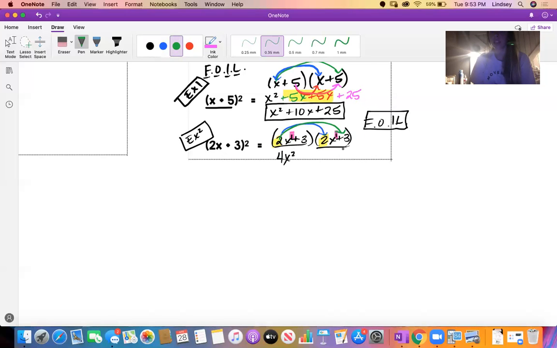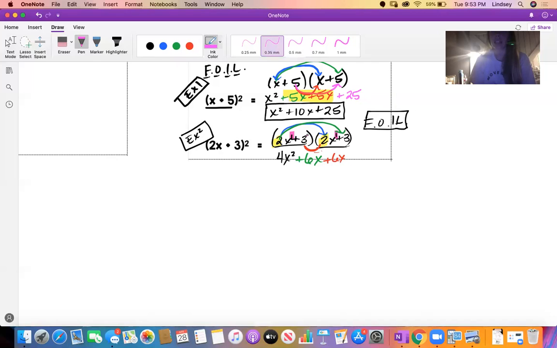So I have 2x times 3. So I'm going to multiply my coefficients. 2 times 3, that's going to be 6. And then x to the first power times no variable would just be x. All right, then I'm going to do inner. So that's going to be these two numbers right in the middle. So 3 times 2x is again going to be 6x.